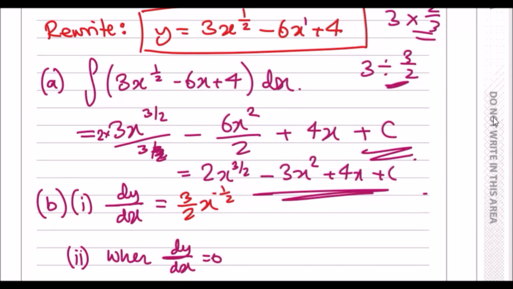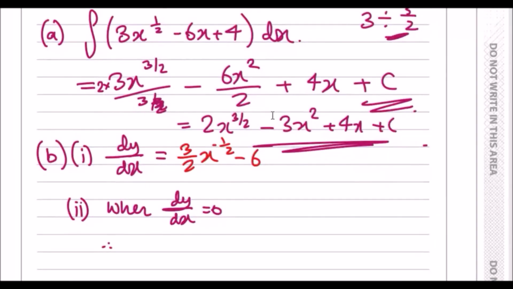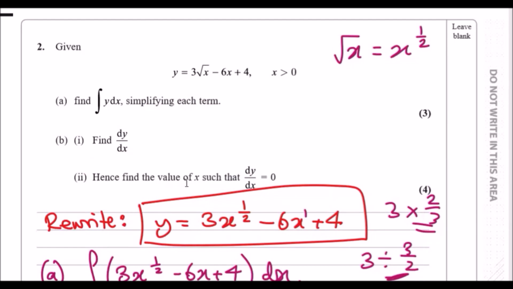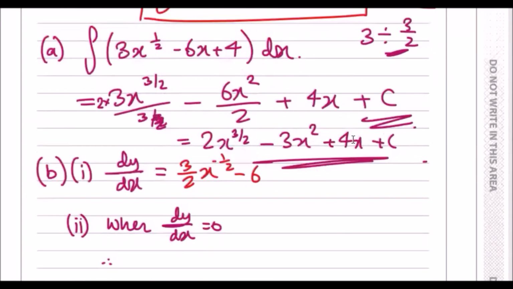Next one, drop the power by 1, so it'll be 6 times 1 is just 6. And then because it's just an x, it disappears. And then 4 just cancels out because differentiating a constant is 0 because there's no x term to work with. And that's it. Now finally, hence find the value x such that dy of dx is 0.